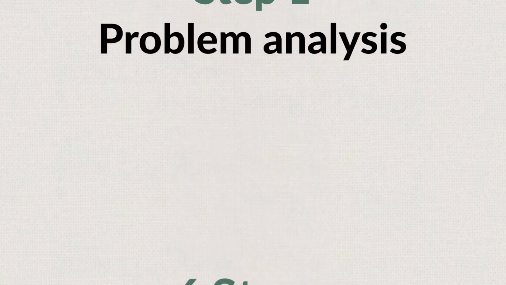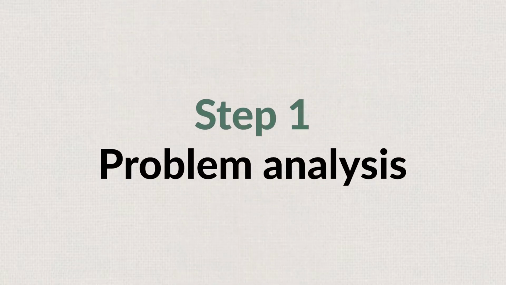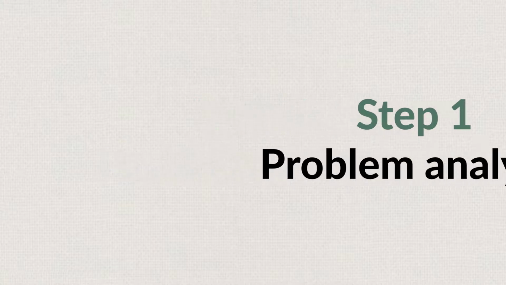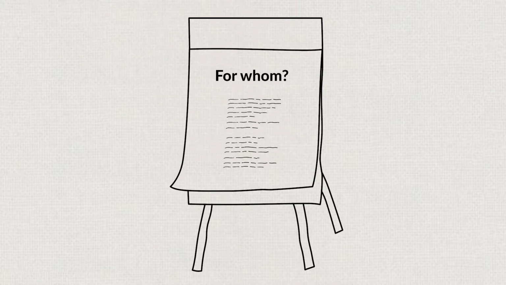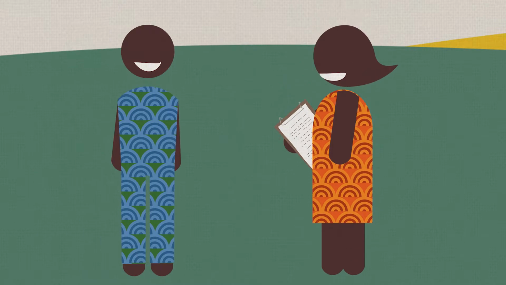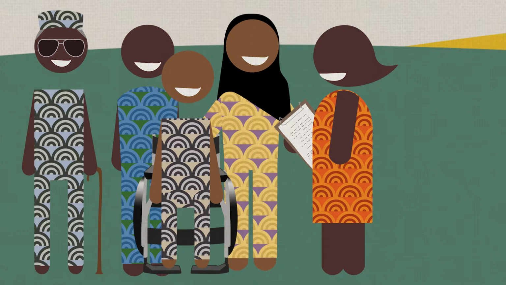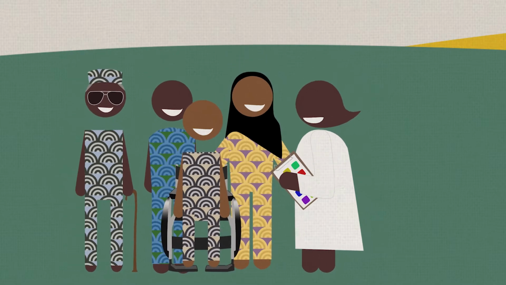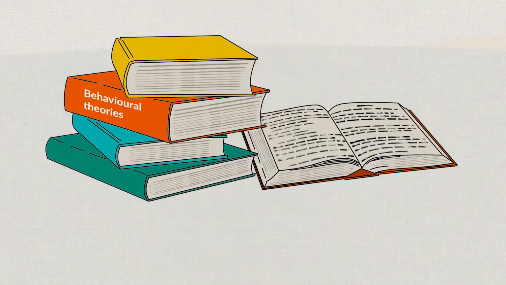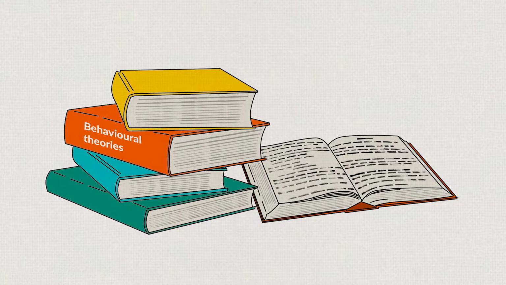The approach recommends the following 6 steps. Step 1. Problem analysis. Conduct a need assessment or problem analysis, identifying what needs to be changed and for whom. Conduct your formative research to better understand the problem and your target group. If feasible, get someone with expertise in behavior science to conduct the research. Conduct a literature review and understand what recent studies and behavior theories have concluded about your topic within your region.